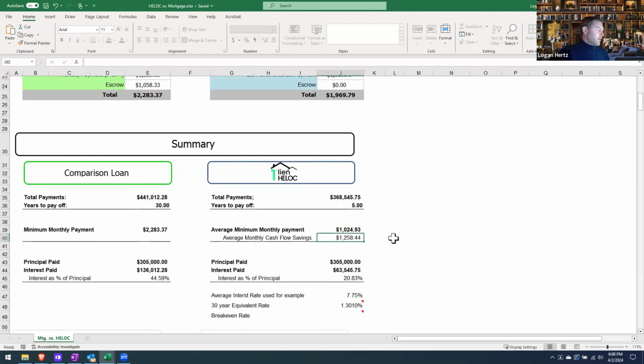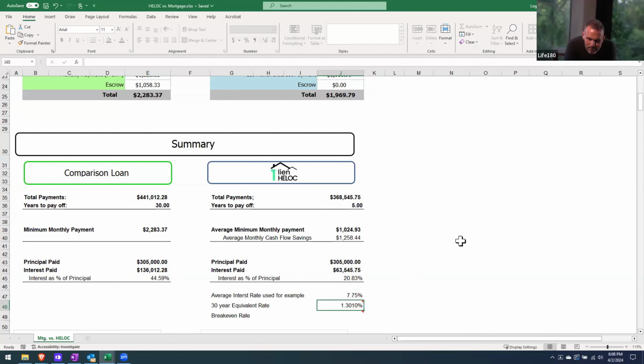We save $1,200 in monthly cash flow, and we pay $63,000 in interest as opposed to $136,000. The equivalent 30-year amortized mortgage rate we're paying here would be 1.3%. So if we wanted to make an apples to apples comparison in terms of the interest rate on a mortgage versus the interest rate on this HELOC, it would be 1.3%, right?